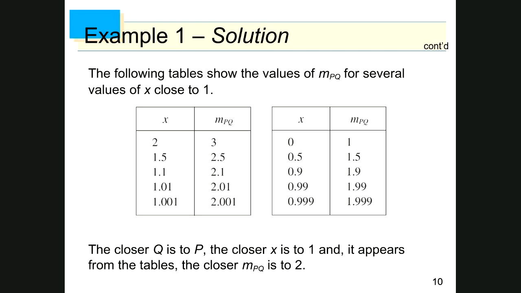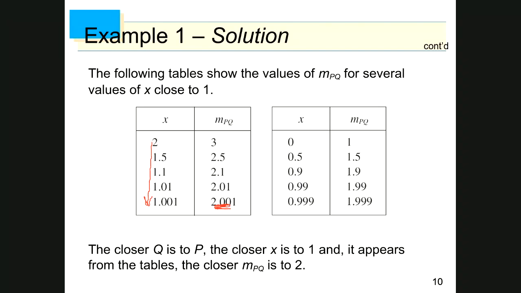Now, if I construct some tables of values, you see these are just tables of values, notice what happens. Here I'm approaching 1 from the right. So I start from 2 and I'm decreasing gradually, getting closer and closer to 1. Look at what the slope is. It's getting closer and closer to the value of 2.